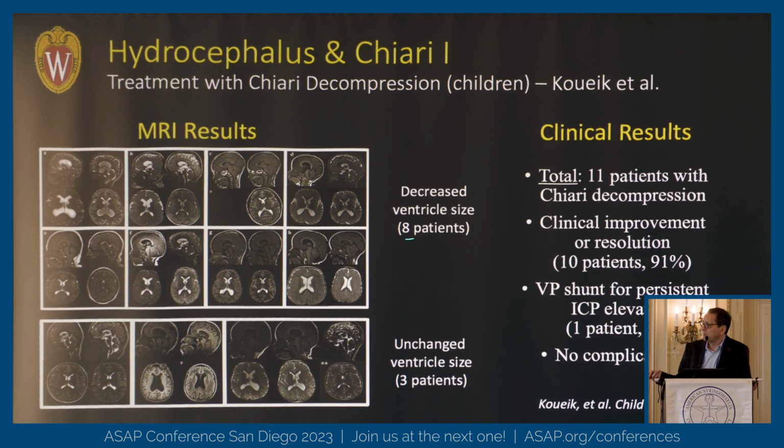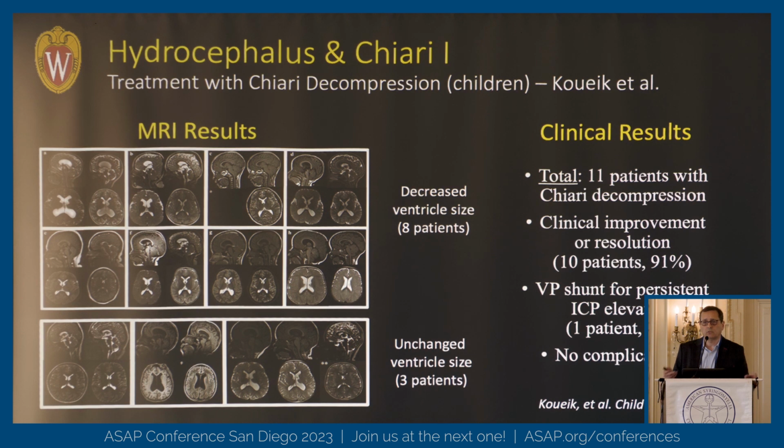Here they are. So in 8 of them, the ventricles decreased in size after Chiari decompression. In 3, the ventricles were unchanged in size. However, 10 of them, 91%, had complete resolution or significant resolution of their symptoms, and 1 of them eventually needed a shunt 17 months later. There were no complications, there was no leak. So a 90% response rate.